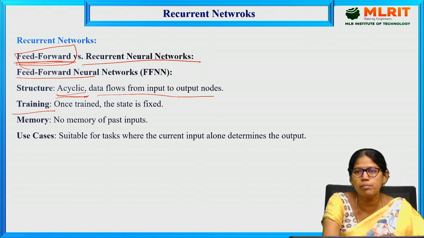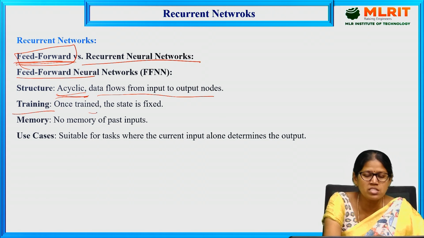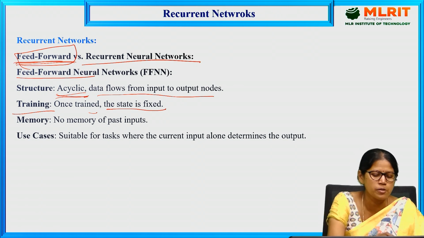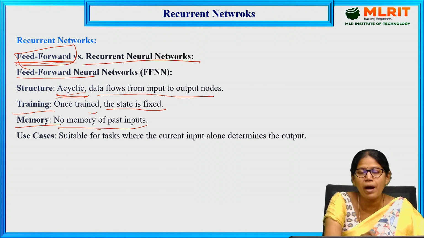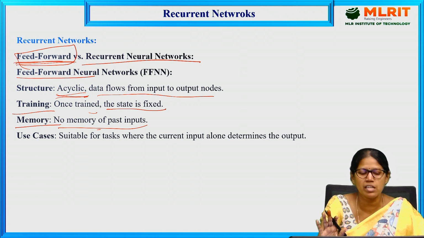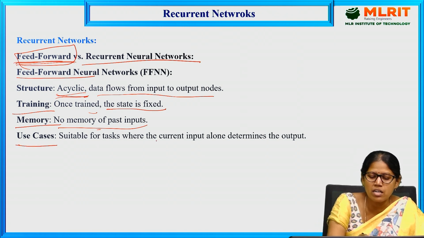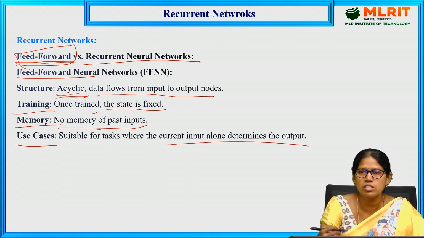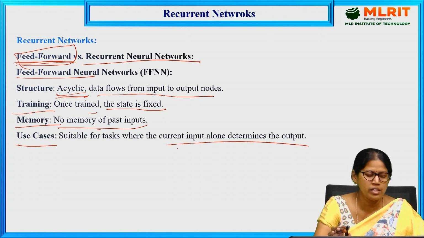Next, how is it trained? The training process is once trained and the state is fixed. Whatever new data we feed, it goes through the trained network and gives an answer that is fixed. Next, memory: no memory of past inputs. It works only on the current data. It won't remember the previous data. Next, use cases: suitable for tasks where the current input alone determines the output, like image recognition. In such cases we use feed forward networks.